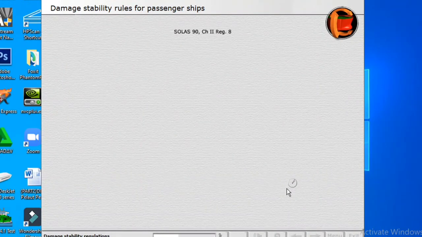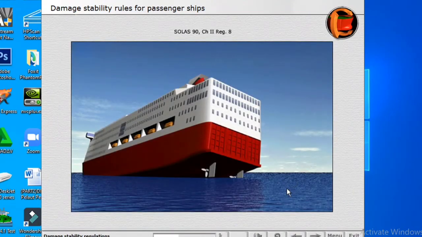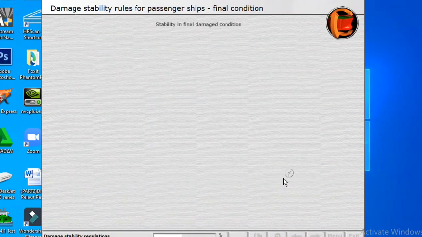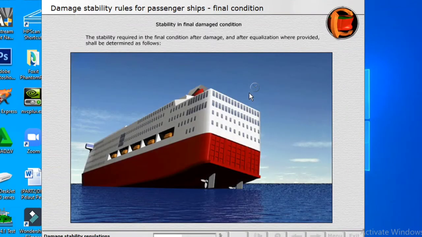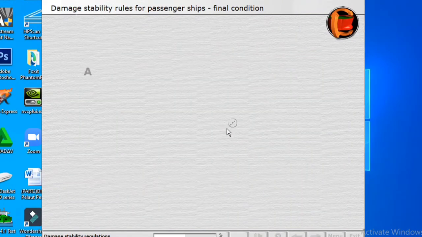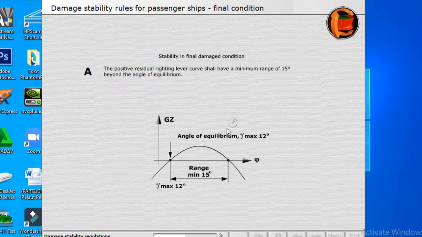SOLAS 90, Chapter 2, Regulation 8. Stability in final damaged condition. The stability required in the final condition after damage and after equalization, where provided, shall be determined as follows. A. The positive residual righting lever curve shall have a minimum range of 15 degrees beyond the angle of equilibrium.